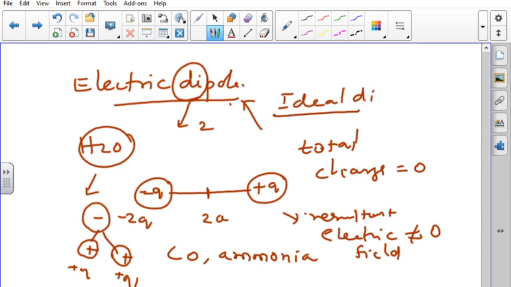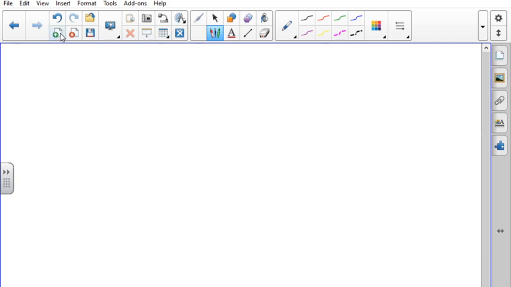What is an ideal dipole? In an ideal dipole, charges of bigger magnitude are separated by a very small distance, and then the dipole is said to be an ideal dipole. So these are some pieces of information about the electric dipole. Let us now learn what the electric dipole moment is.